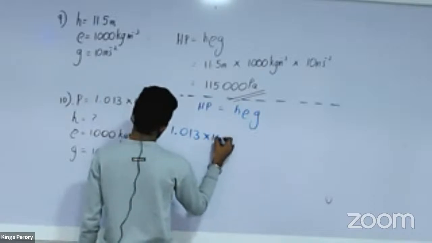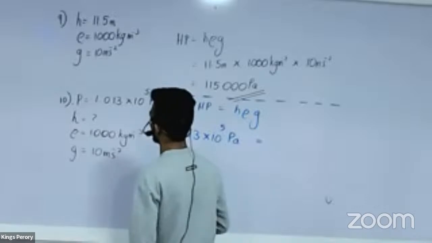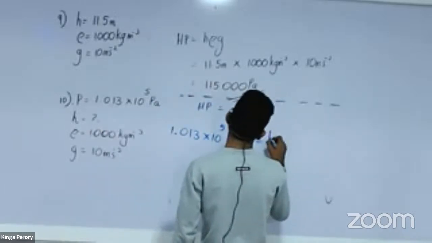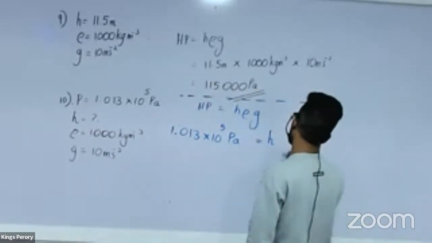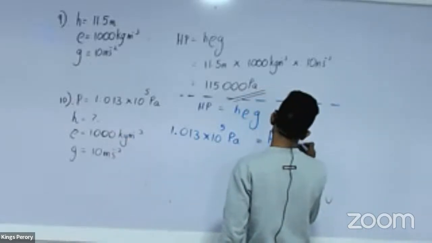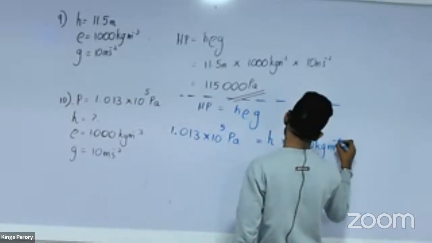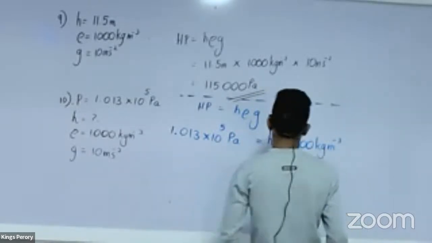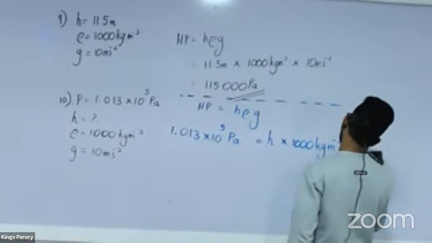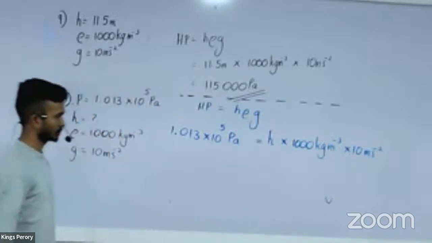1.013 into 10 to the power 5 Pascal equals... Maximum depth you don't know, I'll keep it as h, multiplied by density 1000 kilogram per meter cube, gravity 10 ms to the power minus 2.